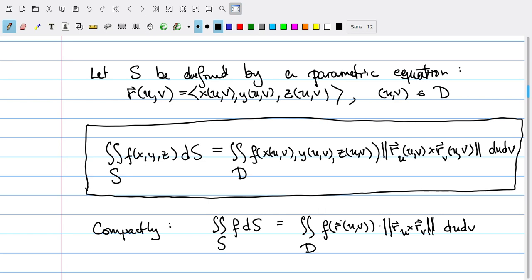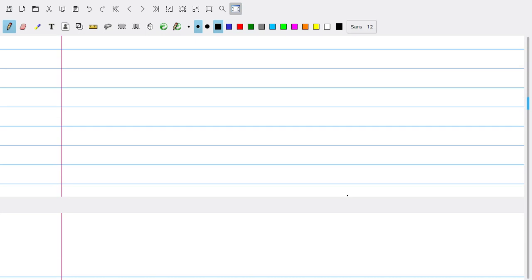And we can also notice that in the special case when f is just the constant function 1, this is exactly giving me the equation that I derived before for the area of a parametric surface. So let's look at an example.